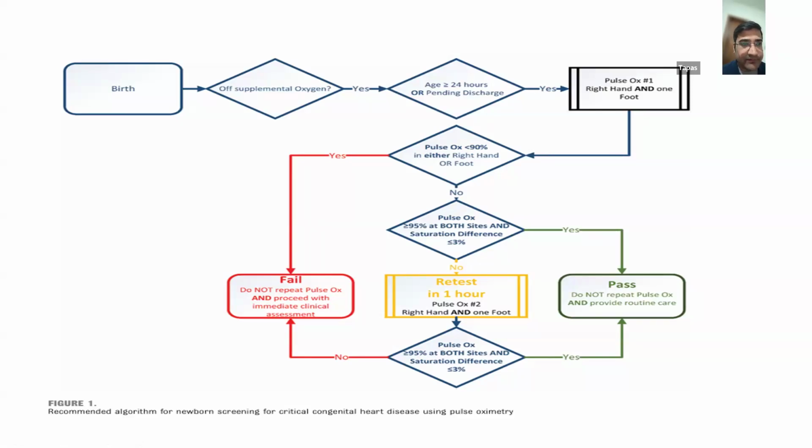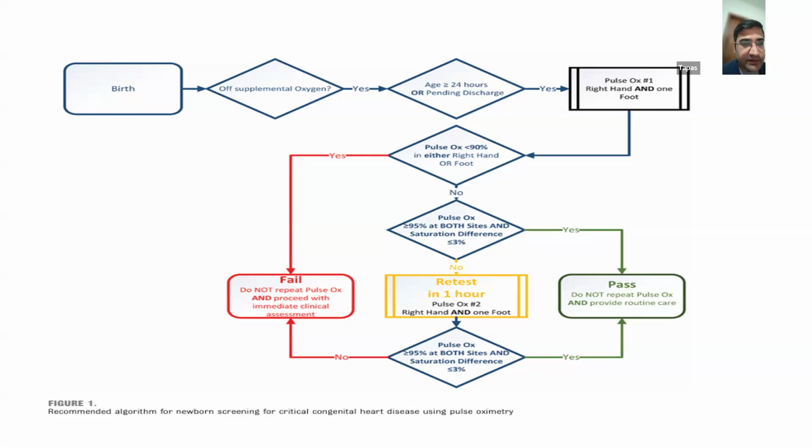If the pulse oximeter values are below 90% in either the right hand or either foot, it is called a failed pulse oximetry test. It means the baby might have some cardiac condition or maybe a pulmonary condition. So you have to rule out the cardiac condition by doing an echocardiography.